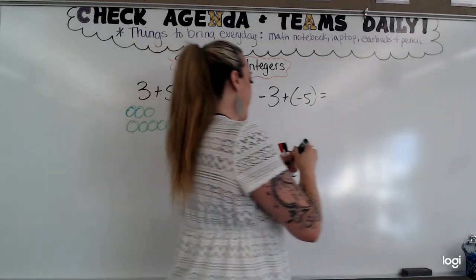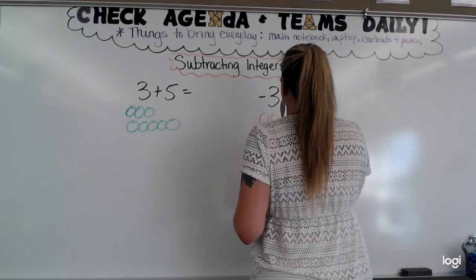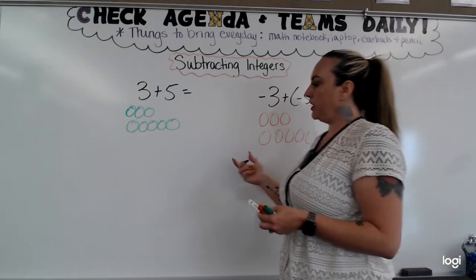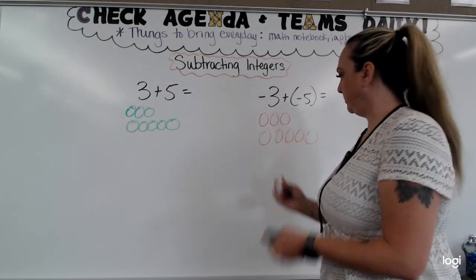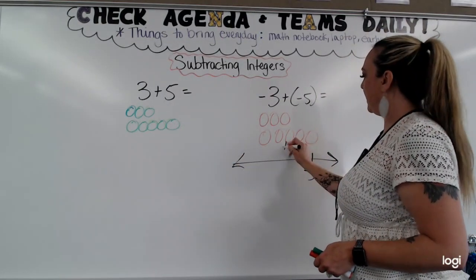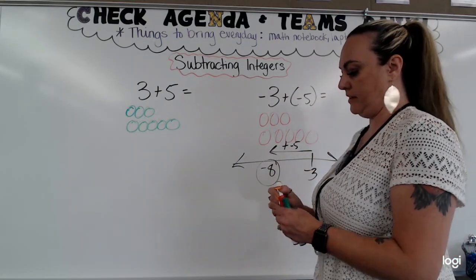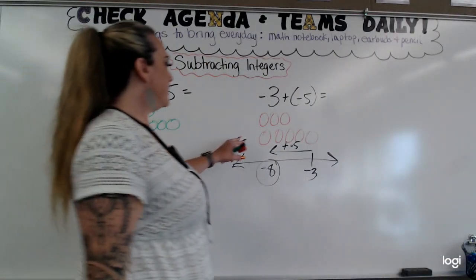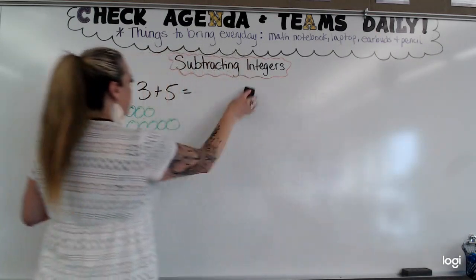And over here we had 3 negatives plus 5 negatives gave us a total of 8 negatives. We looked at this with a number line, and we also saw that when we added a negative, we're subtracting. So if we're starting at negative 3, but we're adding negative 5, we're going backwards on the number line to get to negative 8. Thinking about this same concept, you can use counters and number lines to represent subtracting integers.